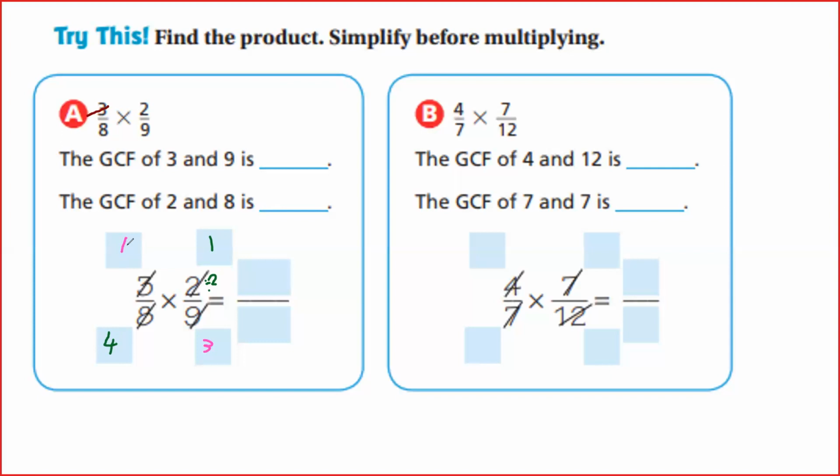Then multiply. 1 over 4 multiply 3 is 12. Thank you, Jana.